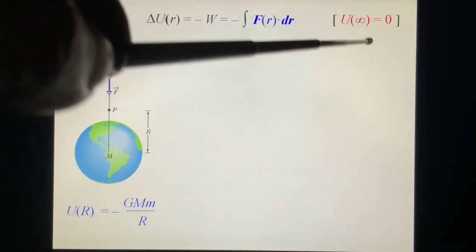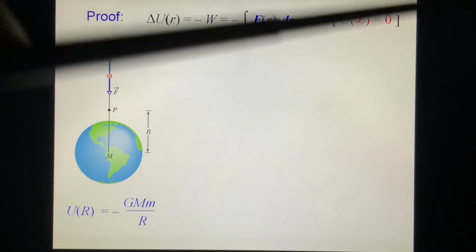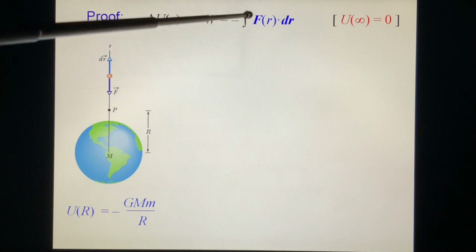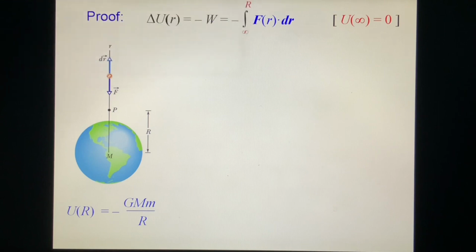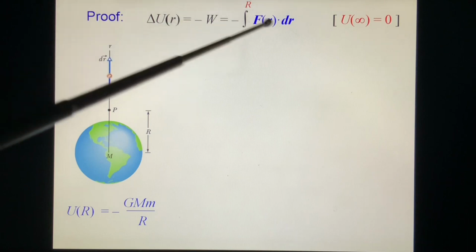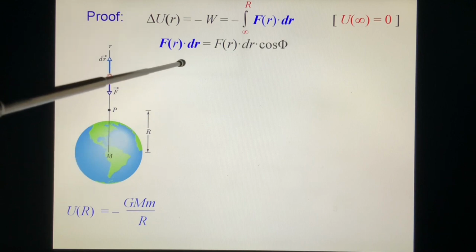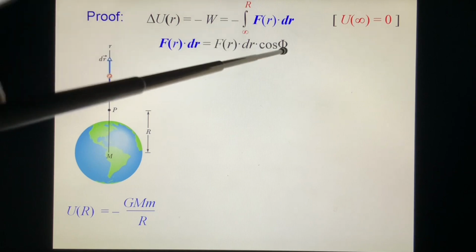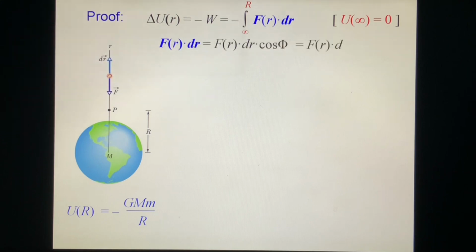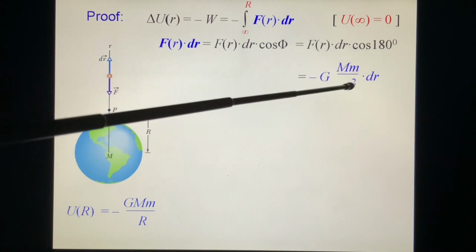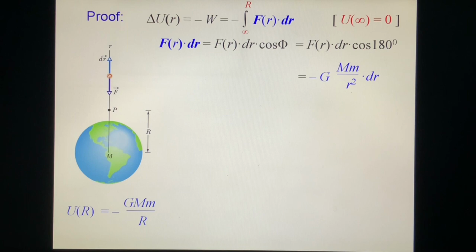if we assume R equals infinity, the potential is zero, then we can calculate delta U starting from infinity to R. Okay? And look at the F dot dr. What is F? F is inward, okay? And r is outward. So the angle between them, cosine phi, is cosine 180, which equals minus 1. And what is F? F is G M m over r squared, times dr, okay?